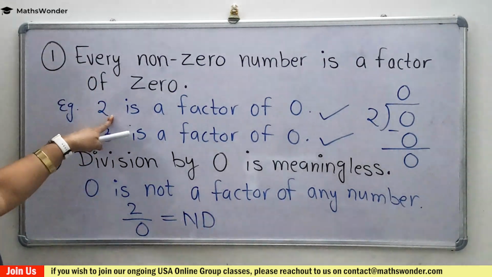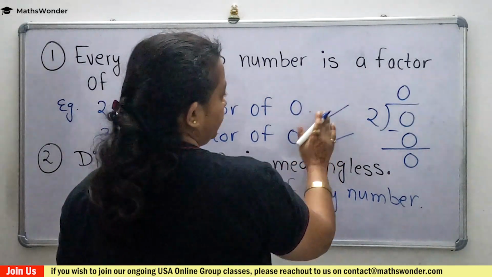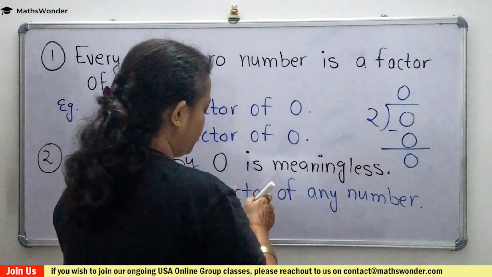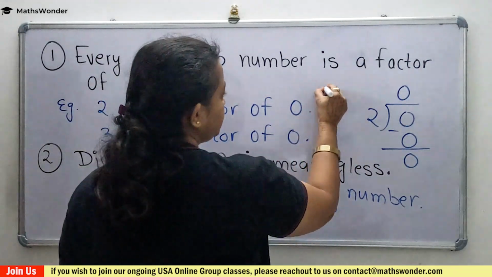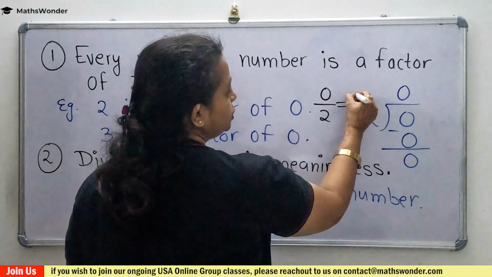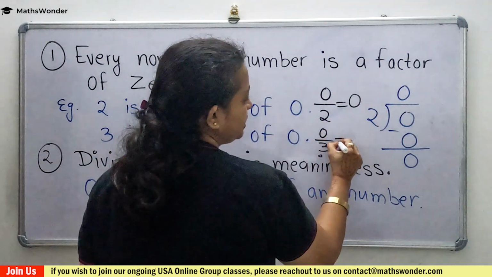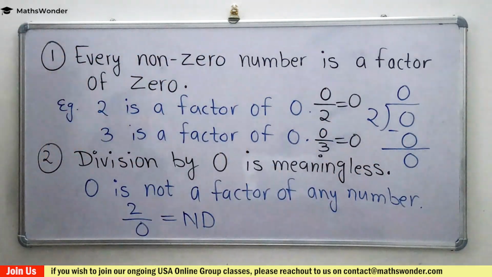But what about 0 divided by a number? How will you write it in the division form? The short form is 0 over 2 is 0. 0 over 3 is 0. This is possible. But any number divided by 0 is not possible. Always remember this.